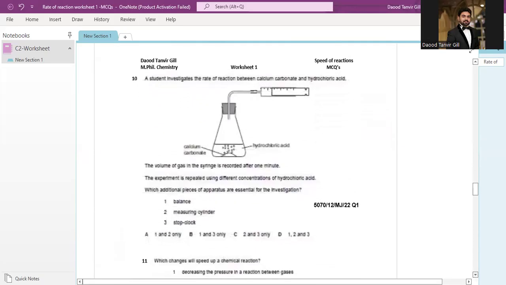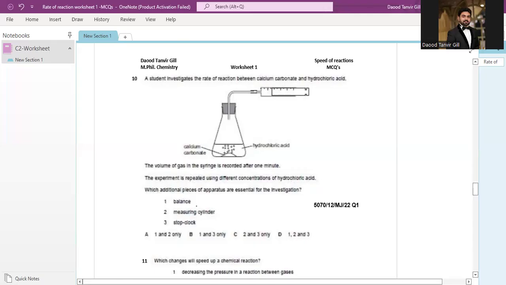Okay, class. Question number 10. In this, what additional pieces of apparatus are essential for the investigation? As the question clearly reveals, there is a gas syringe. So what do we need further? Yes, we need a balance so that we can measure the amount of calcium carbonate and check the decrease in mass of the reactants.